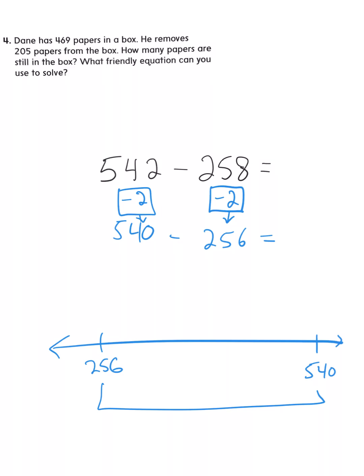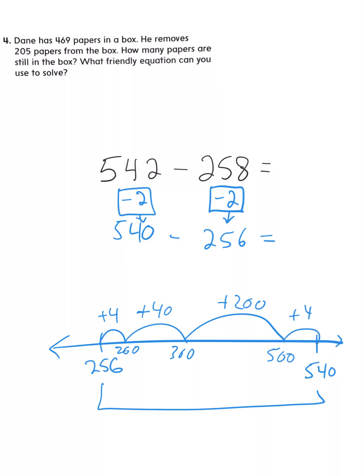So let's see. I'm going to add 4 first. Why not? Gets me to a nice number of 260. Then I'm going to add 40, so I can get to 300. And then let's do plus 200. Gets me to 500. And then plus 40. Gets me to 540 there.